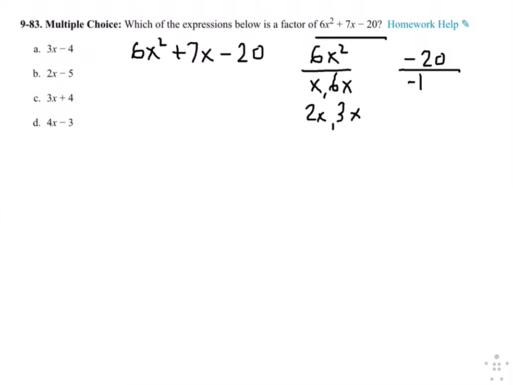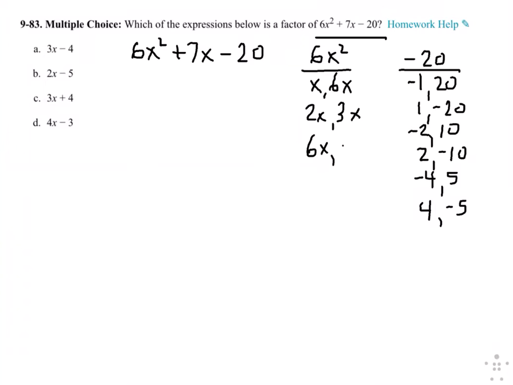We have negative 1, 20, 1, negative 20, negative 2, 10, 2, negative 10, negative 4, 5, and 4, negative 5. And then we have to swap the columns, right? So I'll swap the first column, 6x and x and 3x and 2x. Now we're looking for outers plus inners that give us this middle term, 7x.